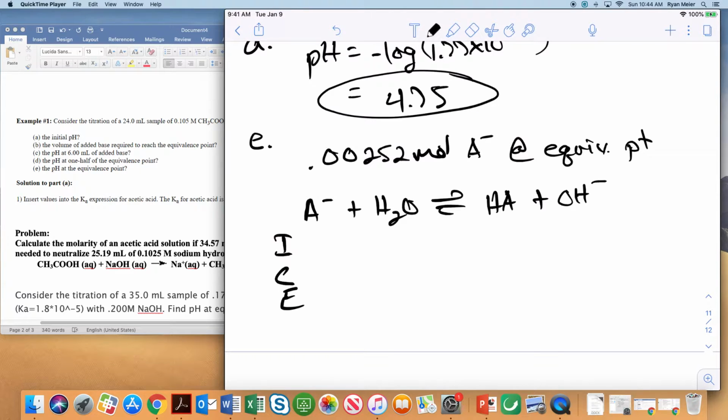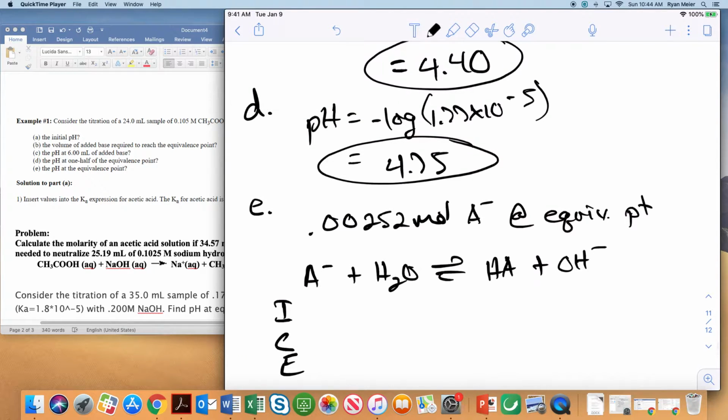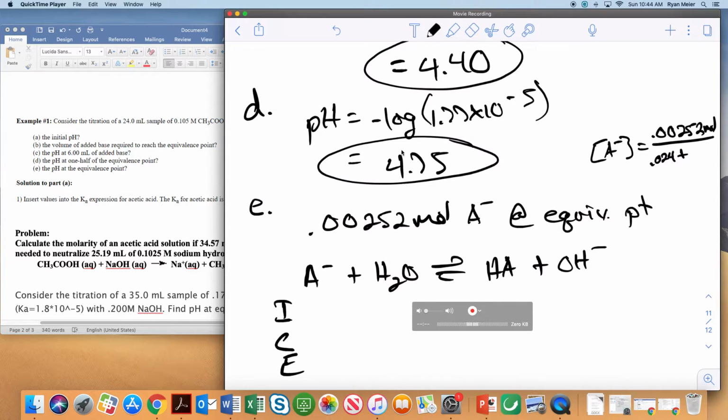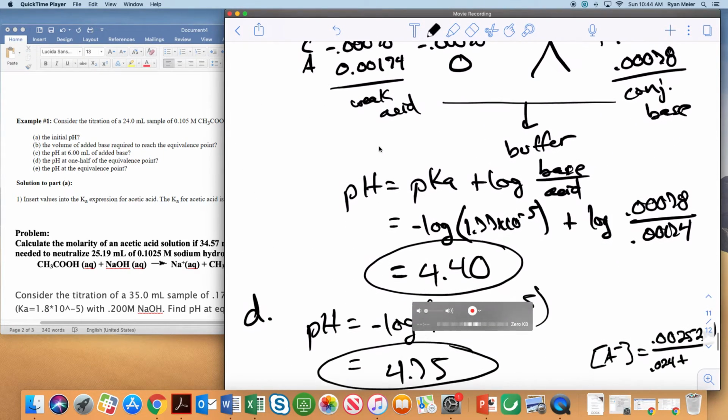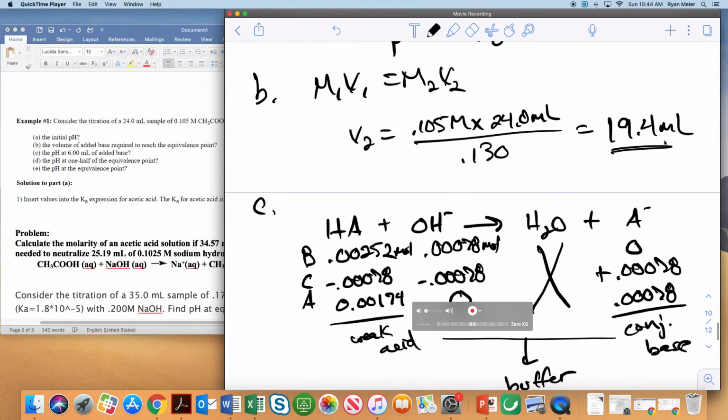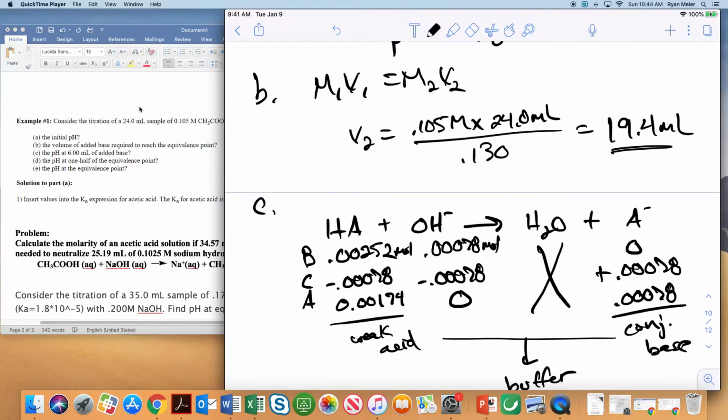So my concentration, I'm going to show this over here up in the top right. My concentration of A minus at this point should be those moles, 0.00252, over my total volume, right? My total volume is going to be 0.024, the initial volume of my acid solution, plus how much I calculated earlier, this 19.4 milliliters in liters for units. This is the amount that it took to get to the equivalence point. So I add this to the 24 milliliters I already had.